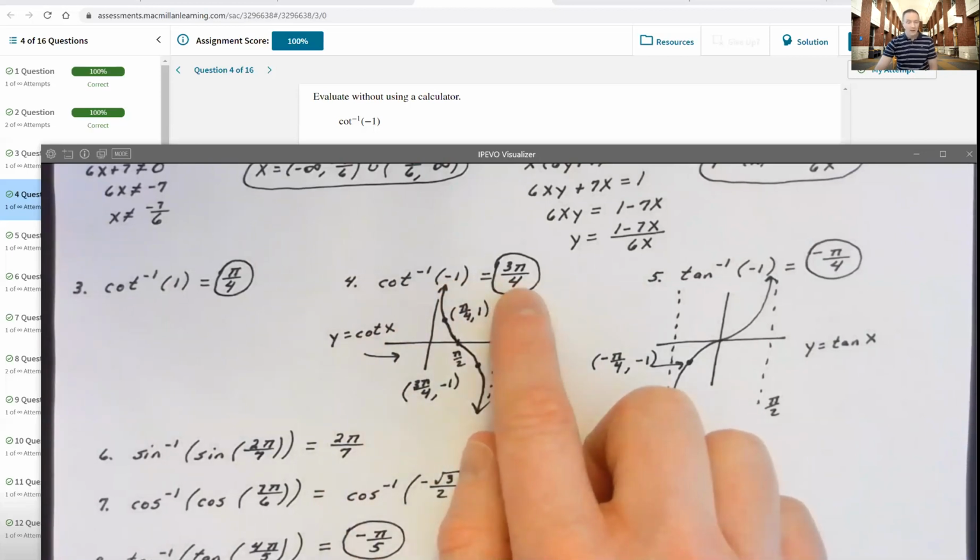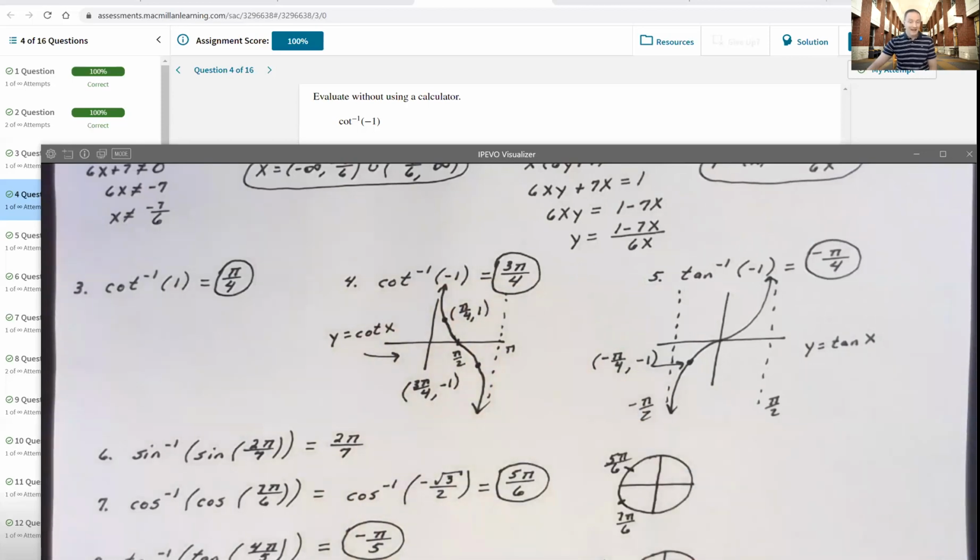Now, again, a lot of students would mistakenly think negative pi over 4 or 5 pi over 4 is your answer here. Or I should say 7 pi over 4. Both of those, or all three of those, would be horrible choices.